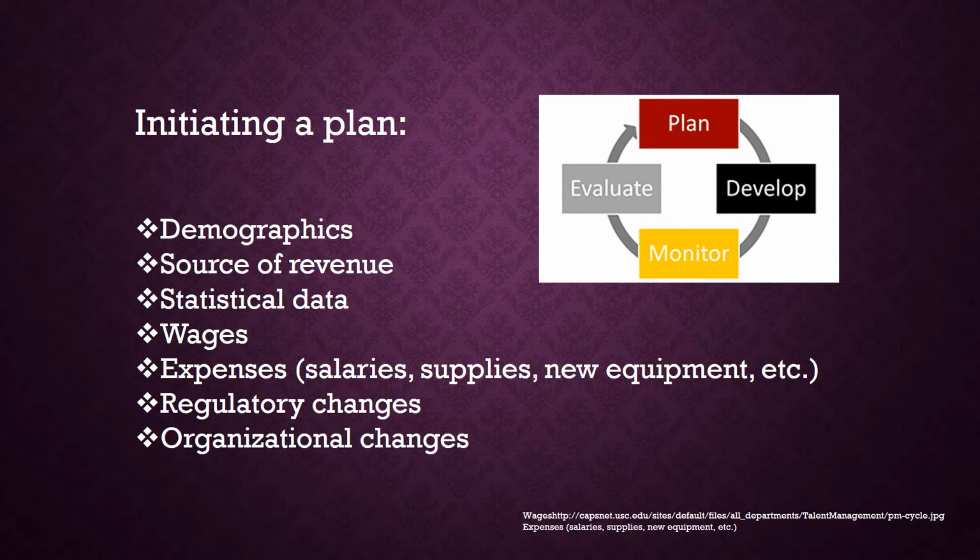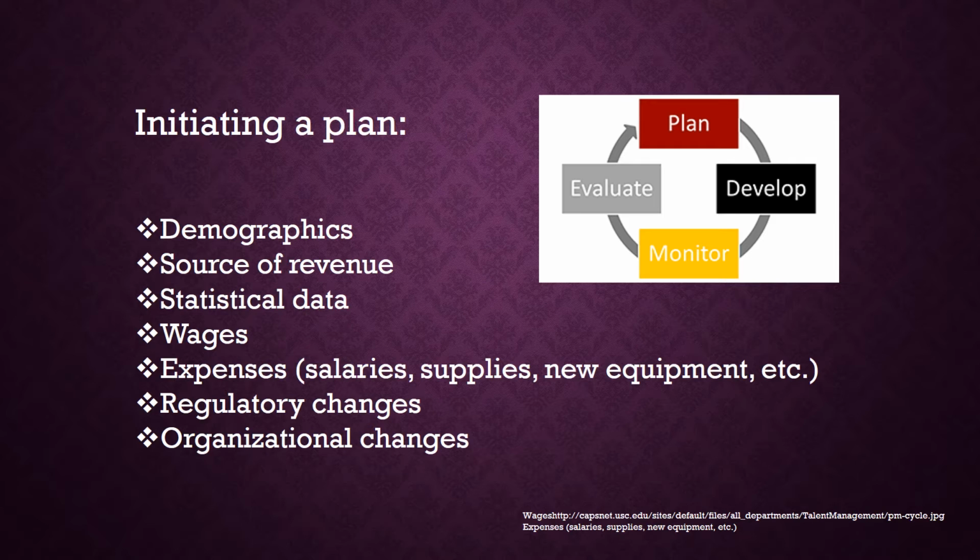Initiating a plan according to Sullivan includes the following points. Demographics, which would include the communities in the area and whether or not there are any competing institutions serving the same population. Sources of revenue. Is your area comprised of more Medicare patients or privately insured patients?